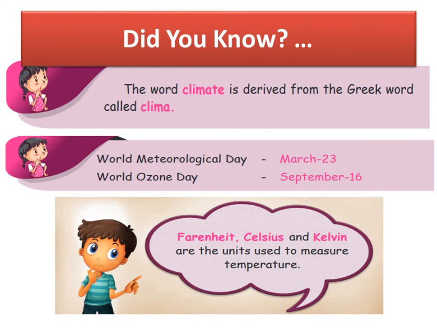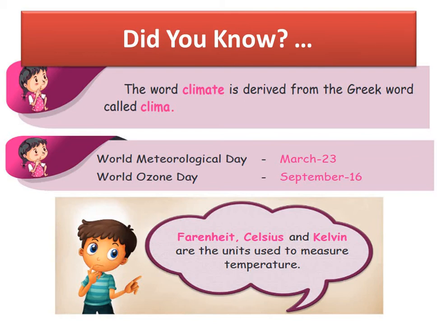Then March 23rd is celebrated as World Meteorological Day. Which is the date? March 23rd. What is the day? World Meteorological Day. And September 16th, you know, September 5th we celebrate our Teachers' Day. September 16th, World Ozone Day is celebrated to know about the importance of the ozone layer. Okay, September 16th is World Ozone Day. March 23rd is World Meteorological Day.